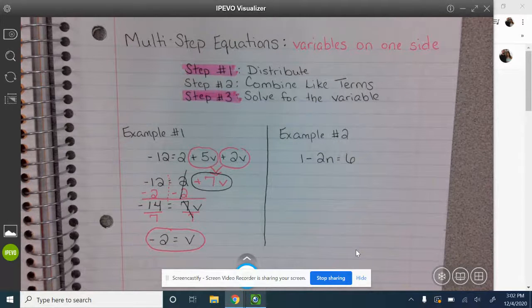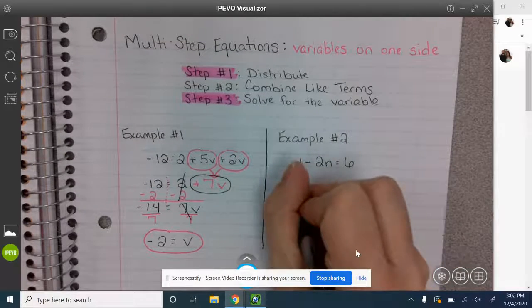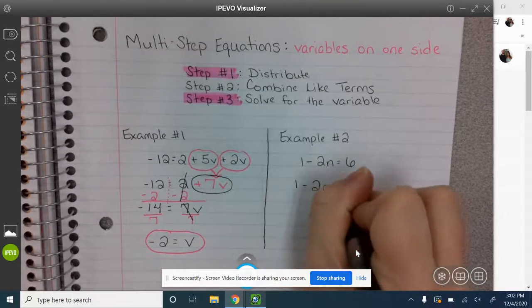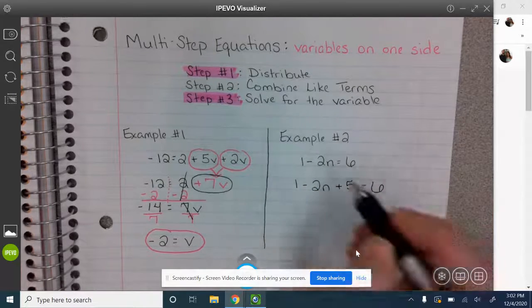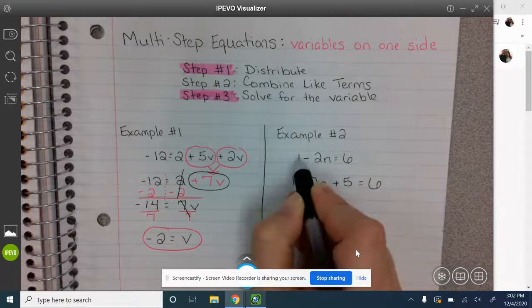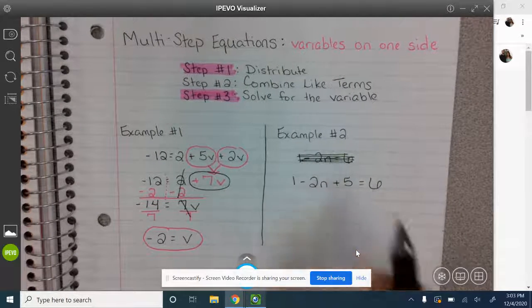Now, my second example, 1 minus 2n plus 5 equals 6. Look, I have left out my plus 5, so I'm just going to rewrite my equation: 1 minus 2n plus 5 equals 6. I'm so sorry about that. So let's just ignore this first one right here. Pretend it was never on that page.